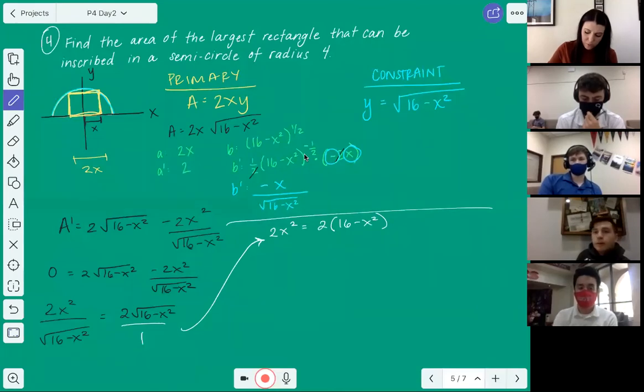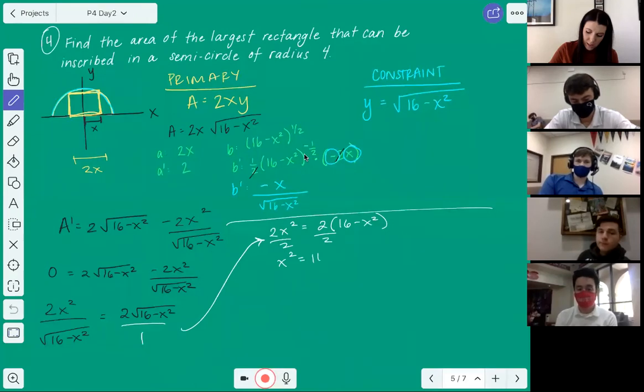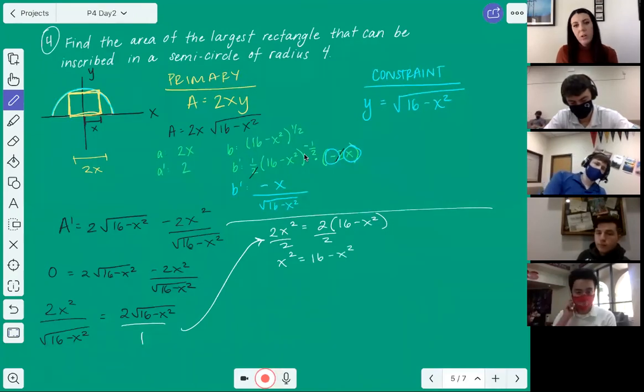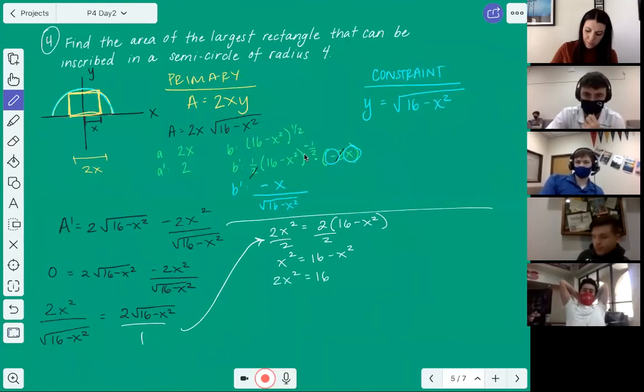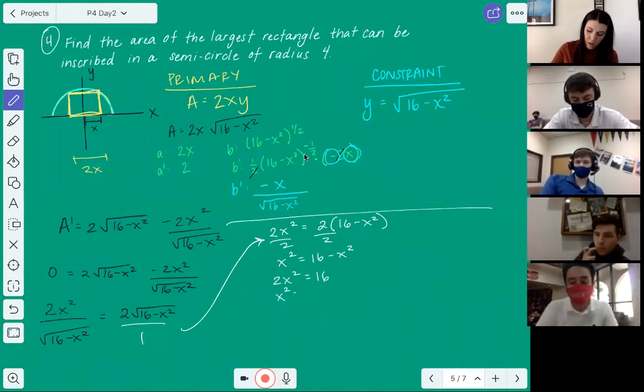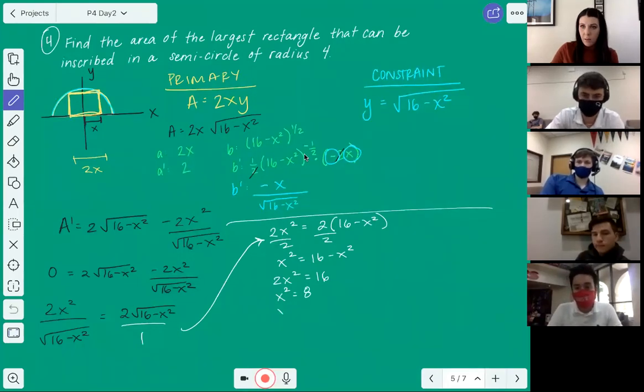Okay, from here, what would you do? Divide by 2. That'll work. We can divide both sides by 2. x squared equals 16 minus x squared. From here? Add x squared to the left side. And what would that give you? 2x squared is equal to 16. Okay, keep going. Divide by 2 on both sides. You get x squared is equal to 8. And x is equal to the square root of 8.